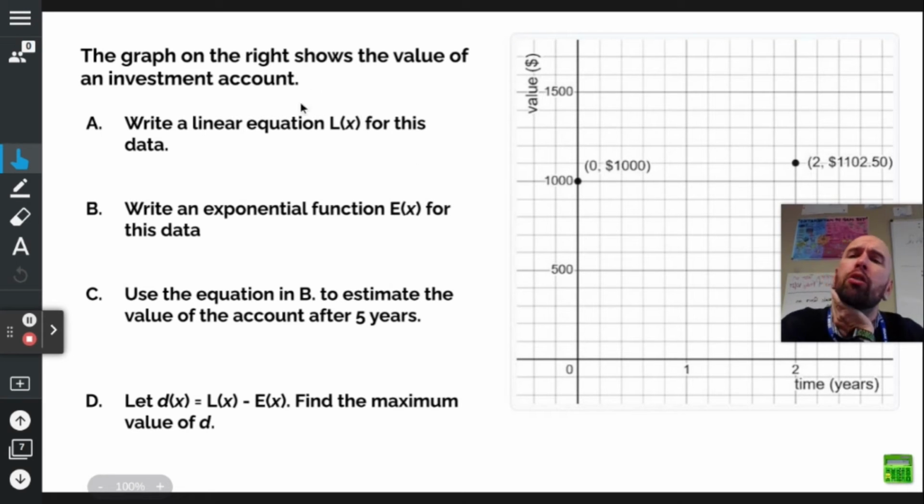The graph on the right shows the value of an investment account. So what do we have? We have time in years, value in money. So at the very beginning, I start out with $1,000. After 2 years, I have $1,102.50. Write a linear equation, L of x, for this data. So a linear equation requires linear regression on my calculator. Let's scooch to the side and let's see how that's done.